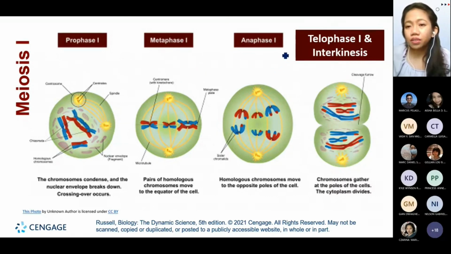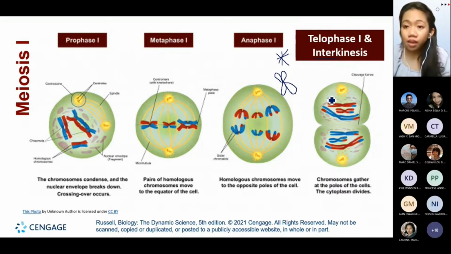Now, the second change will happen in anaphase 1. If you notice, the sister chromatids did not separate and the chromosomes are still connected. Hindi sila magse-separate agad during anaphase 1. So, pagdating ng telophase and interkinesis, and yes, yung first cytokinesis ang tawag ay interkinesis because it's the intermediate cytokinesis.